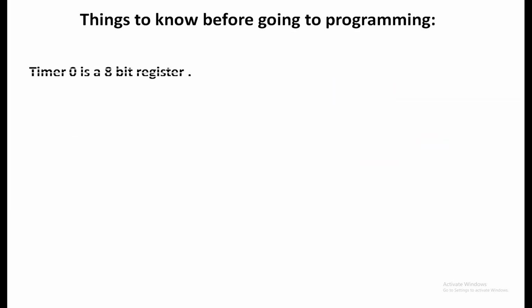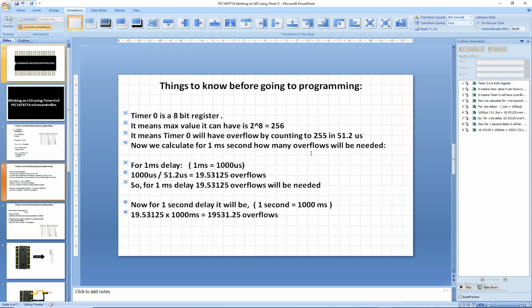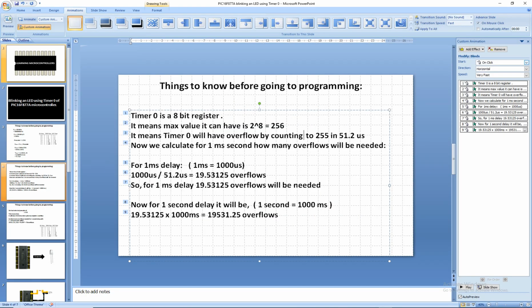So now guys, the next thing is our timer 0 is an 8-bit register in the PIC, and by default we are using it in the 8-bit mode. It means that the maximum value it can have is 2 power 8 equals 256. Or in computer terms, it is 0 to 255. We also count 0, so it becomes 256 values from 0 to 255. So this means that timer 0 will overflow by counting from 0 to 255 in 51.2 microseconds. It's 0 to 255. So it's like this.